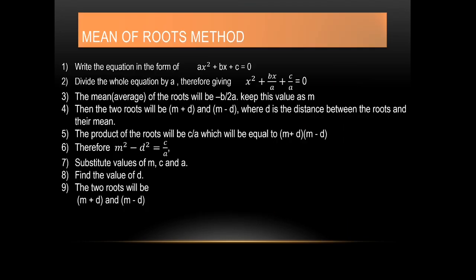So next method is the mean of the roots method. What we will do in this method is we take a graph of a quadratic function. It will look something like this. So here will be one of the roots and here will be the other root. So in this method what we take is the average of the roots, and that will be somewhere here. So this will be the average of the roots, and we take this distance and multiply, and then we get the answer. So let us check how.